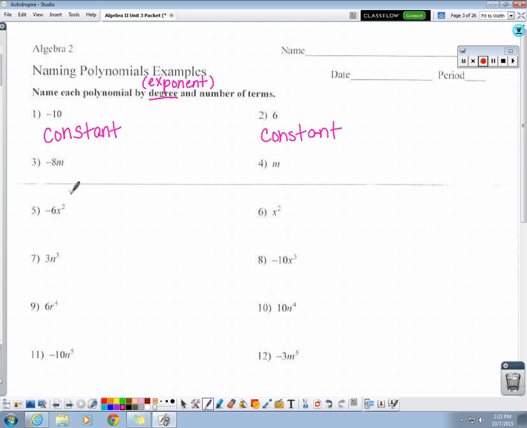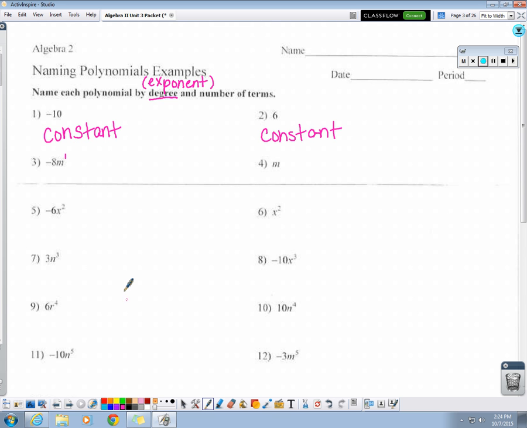Now, is this variable raised to an exponent? What is it when there's no visible exponent? An understood 1. Anytime you have a variable, there is an understood exponent. If it's not there, it's a 1. If it is there, you just look at it like 2, 3, 4, and so on. But if there's a variable and you don't see an exponent, it's 1.